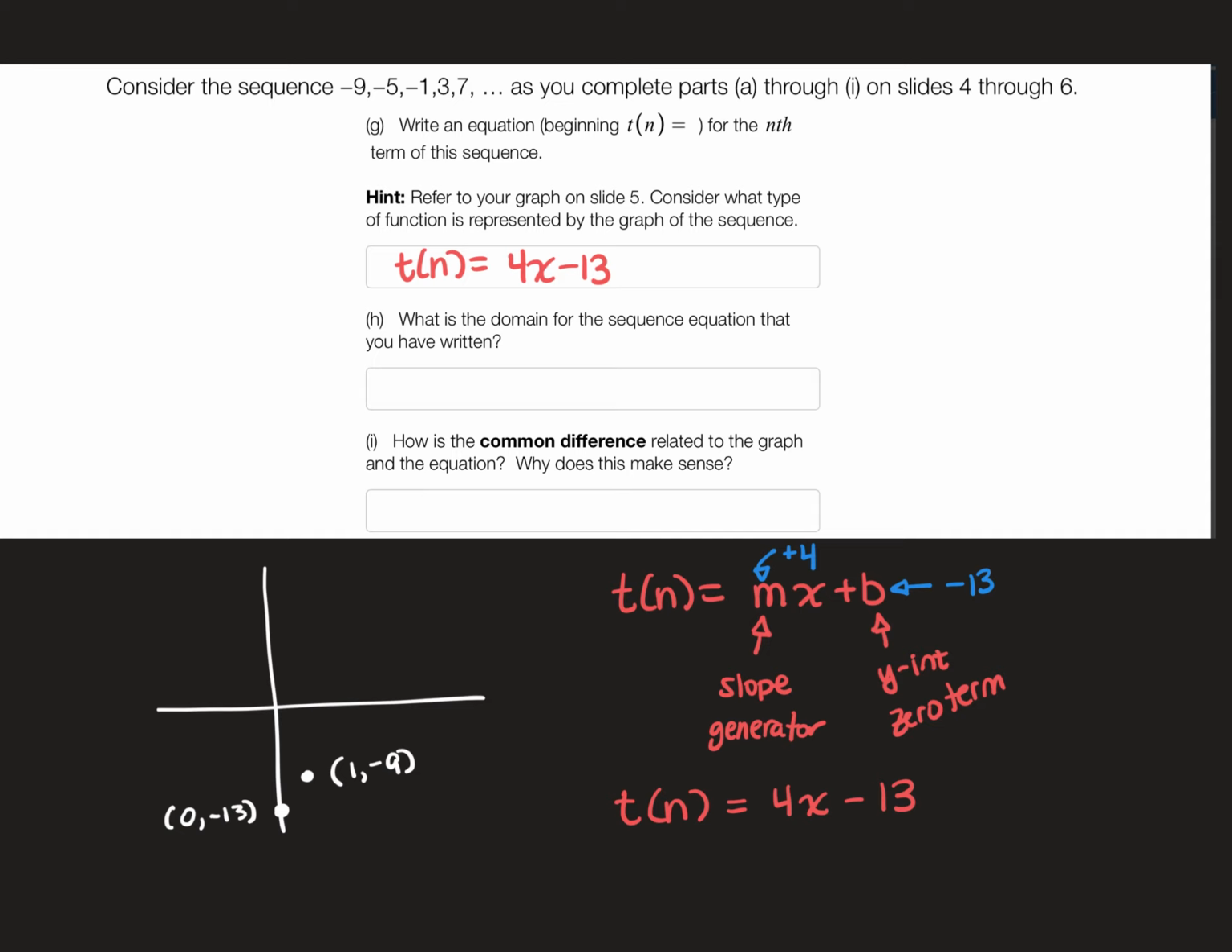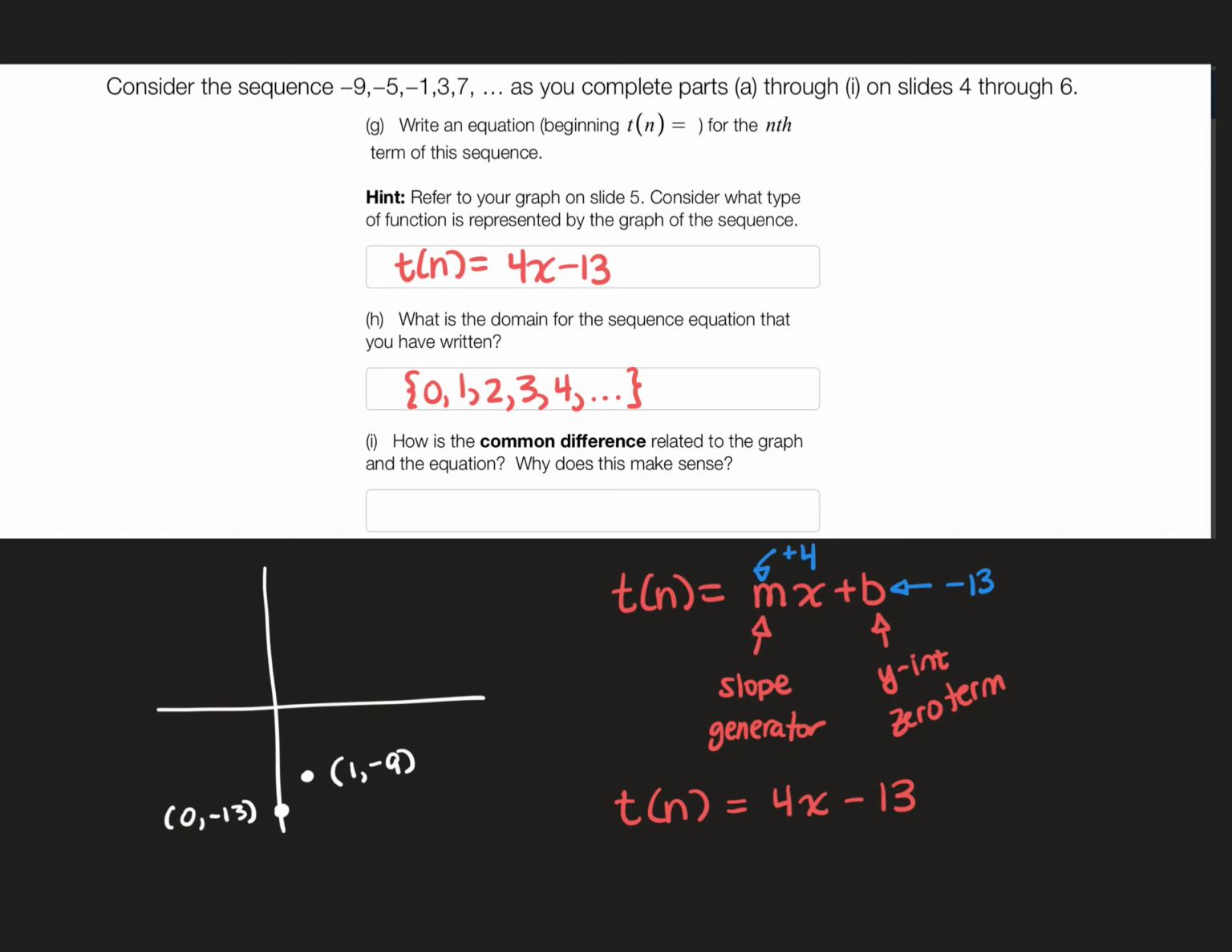What's the domain? So we talked a little bit about this in the last video as well. The domain can only be whole numbers. So we would write that as it's numbers 0, 1, 2, 3, 4, dot, dot, dot. And that's how we could write our domain for that.